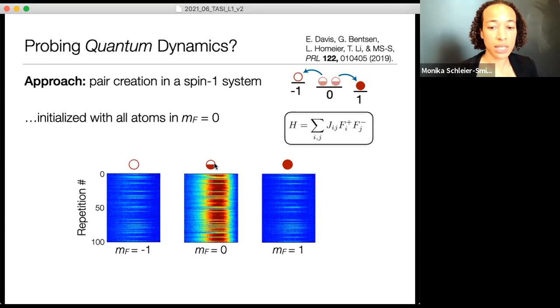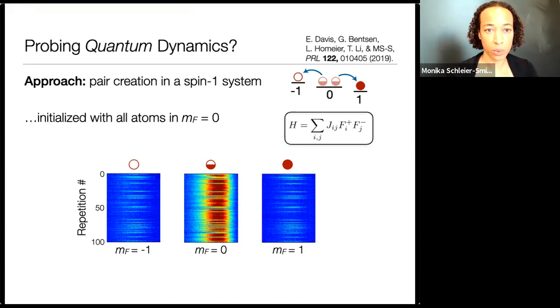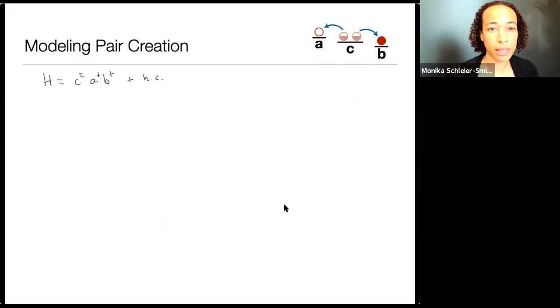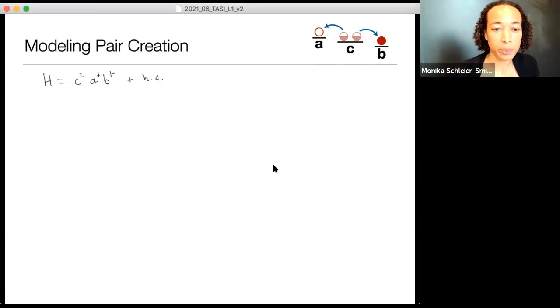Sometimes you see population in the ±1 states. Sometimes you see less, but it's always correlated. And so what's going on here? So we see these large fluctuations, but they're always correlated. So this is actually something that one can understand quite well.